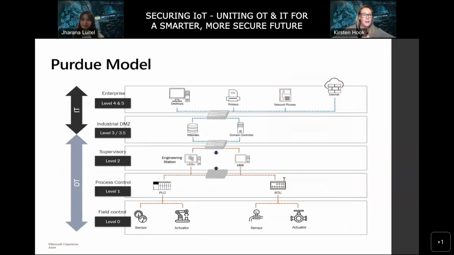Now, I'll pass it on to Kristen, who is going to talk in depth about the Purdue model. Thanks so much, Jharana. So let's take apart the Purdue model a little bit and look at what types of devices live where in the Purdue model.